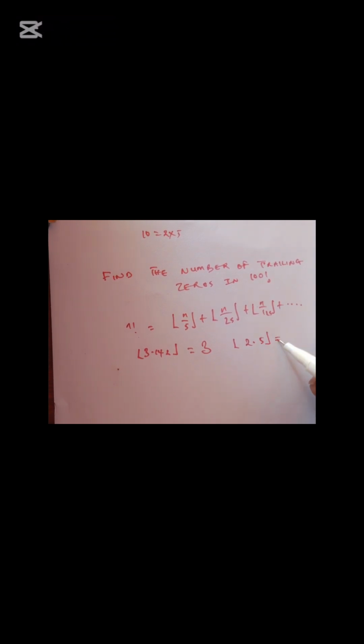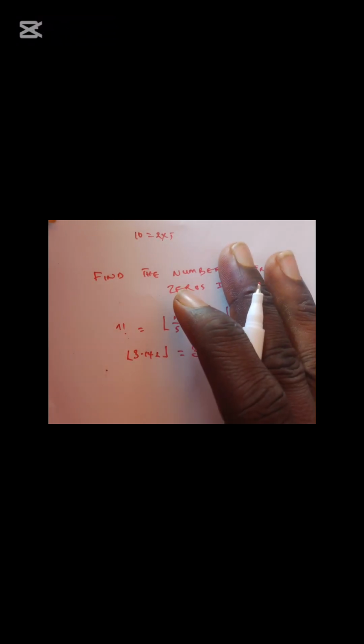Now find the floor function of 2.5. What will be the answer? The floor function will be 2, that's the number before the decimal point. Are we together? And that's how you find the floor function. Not to waste much of our time, let's dive into the solution.